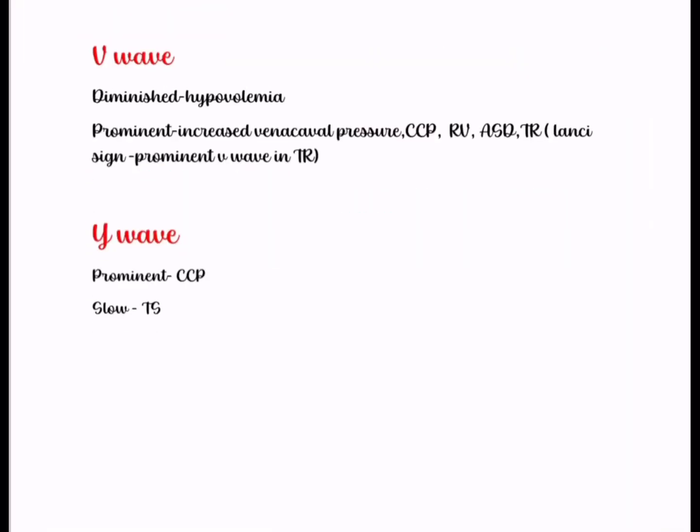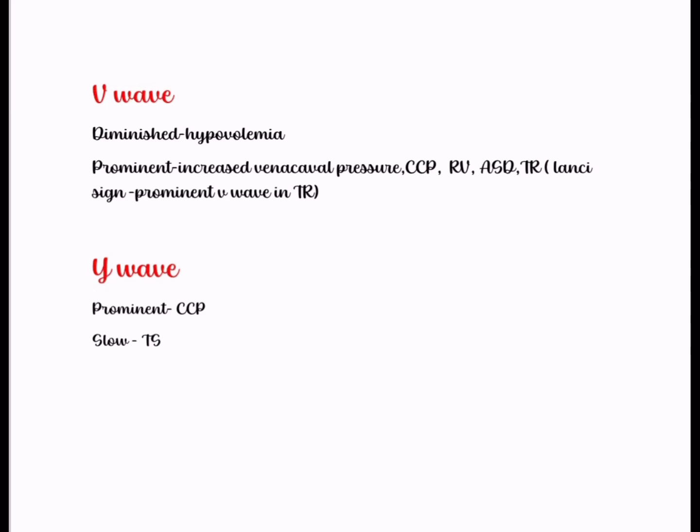Coming on to V wave, V wave will be diminished in the case of hypovolemia and prominent in the case of increase in vena cava pressure and chronic constrictive pericarditis, RV failure, and ASD and tricuspid regurgitation. That sign is known as Lancisi's sign. Prominent V wave will be seen in tricuspid regurgitation. Y wave will be prominent in the case of chronic constrictive pericarditis, and low in the case of tricuspid stenosis.